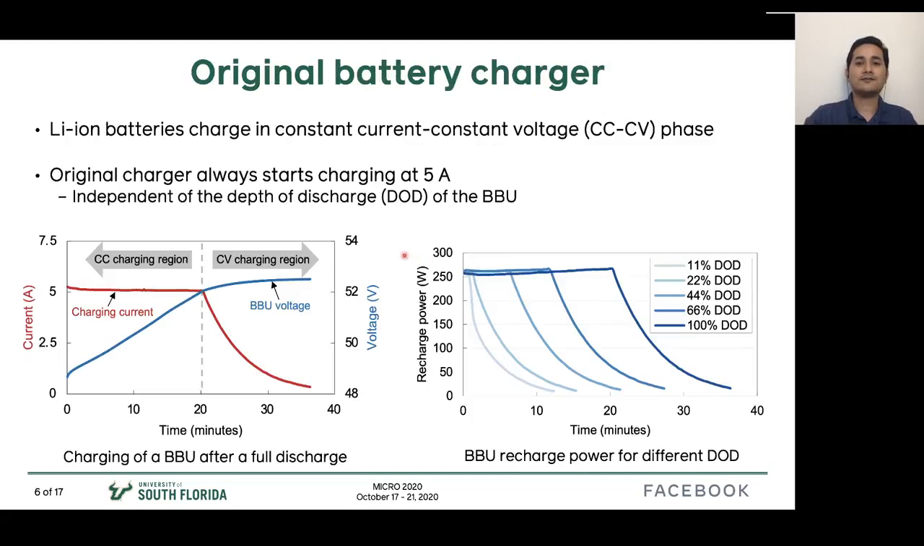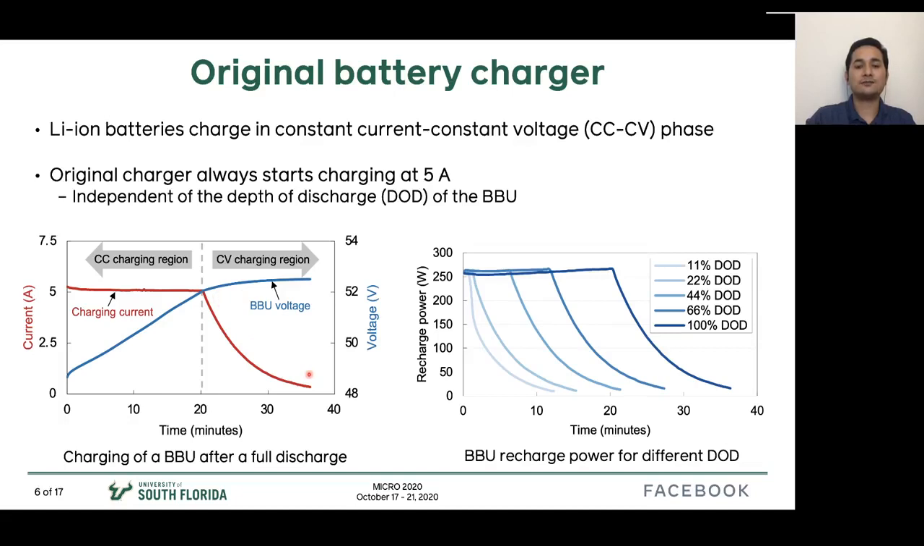To understand why we have power spikes during battery recharging, we need to understand how batteries are recharged. BBUs are lithium-ion batteries which are charged in two phases, the constant current phase and the constant voltage phase. For example, the figure on the left shows charging of battery after a full discharge. Initially, the battery is charged using a constant current, 5 amperes in this case, until the voltage reaches a certain threshold, 52 volts in this example. After that, the battery is charged in a constant voltage phase, whereby the charging current decays until the battery is fully charged.